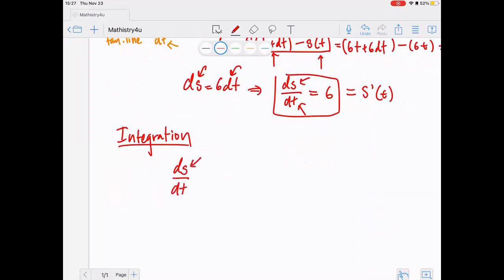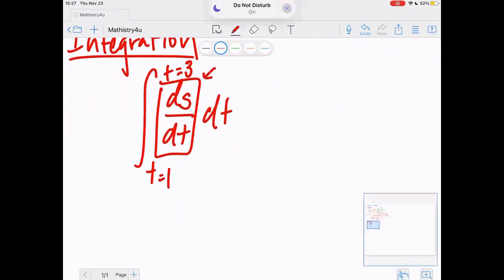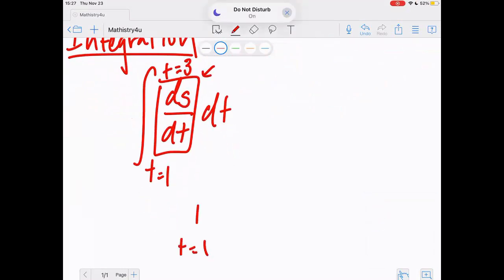This is how fast our position changes in a very small quantity of time. If we integrate that from t equals 1 to t equals 3 with respect to dt, alright, this might look pretty intimidating, but let me explain. What we're doing by taking this derivative and integrating it is that we're saying we want to add up these little tiny differences over this time interval from t equals 1 to t equals 3.